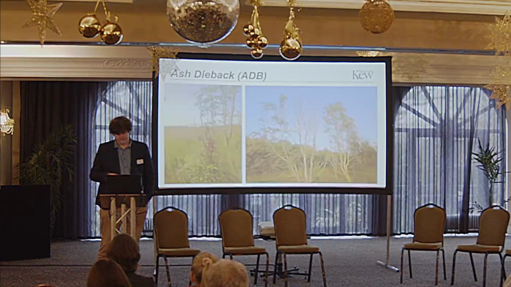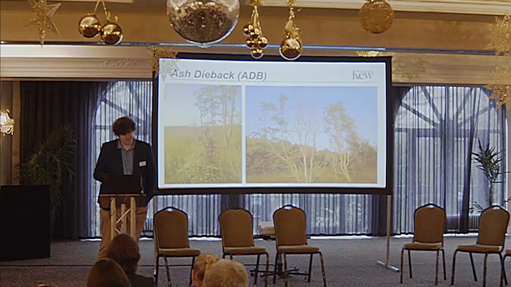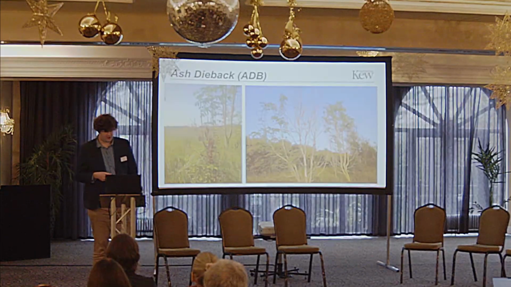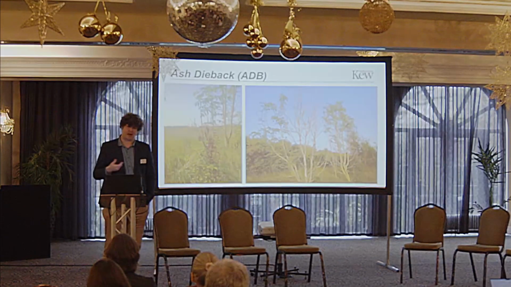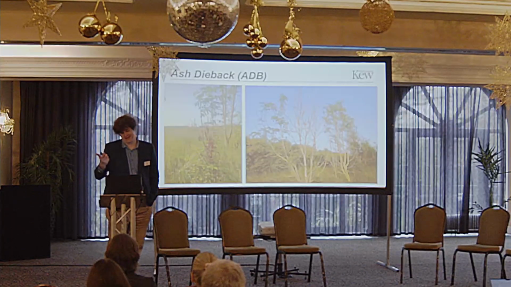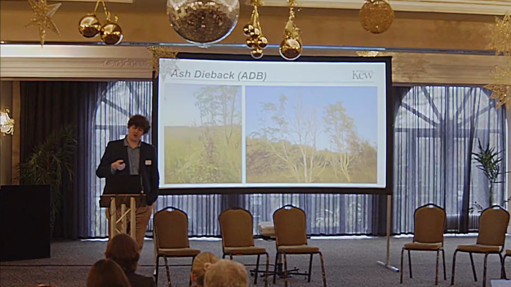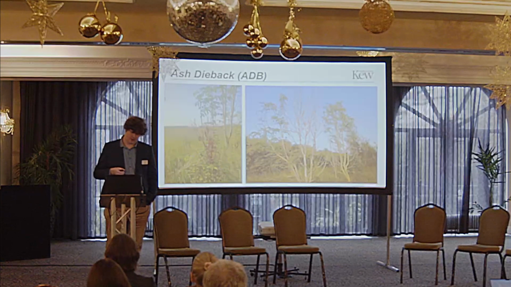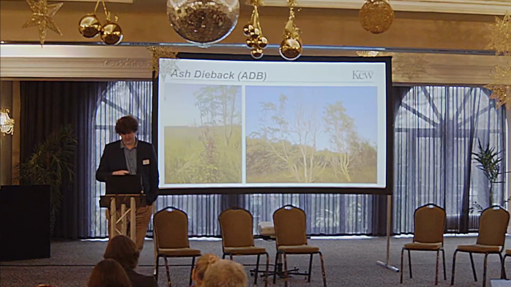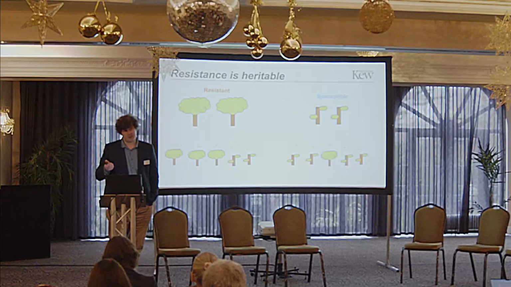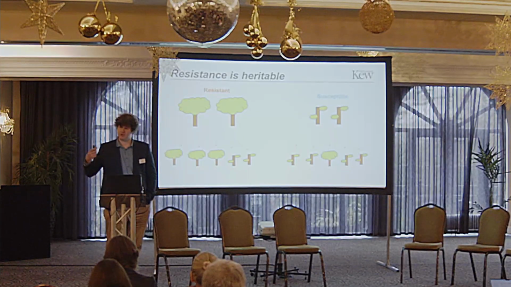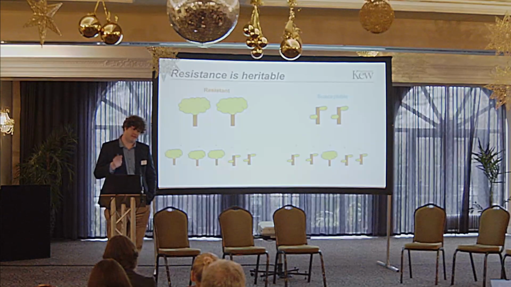So I don't need to introduce ash dieback too much. Ash is obviously an important tree in our treescapes and is suffering a lot from ash dieback. It's a big problem. The good news is that, as Joe was mentioning, there are some trees that seem to be showing high levels of resistance to the disease. And a really key thing about that resistance is that it's partially heritable. That means your resistant trees are more likely to produce resistant offspring than susceptible trees.